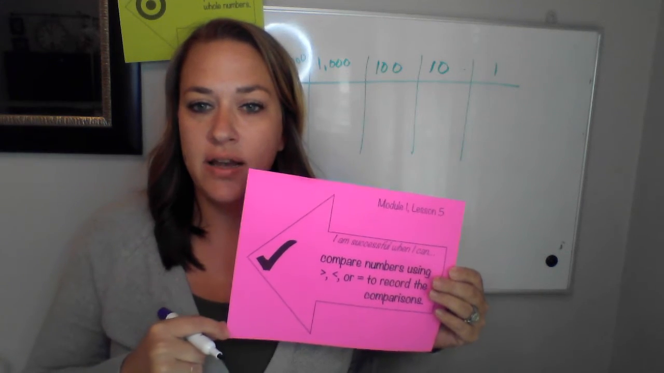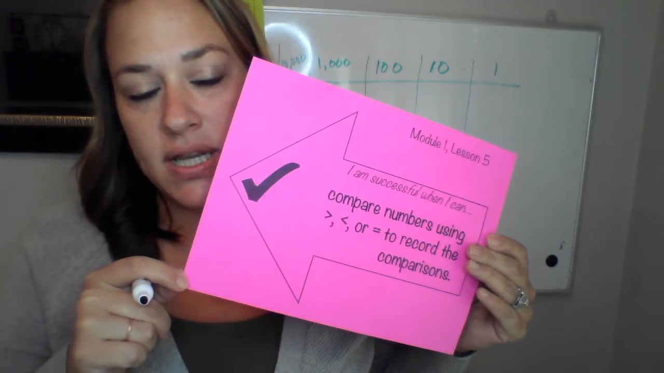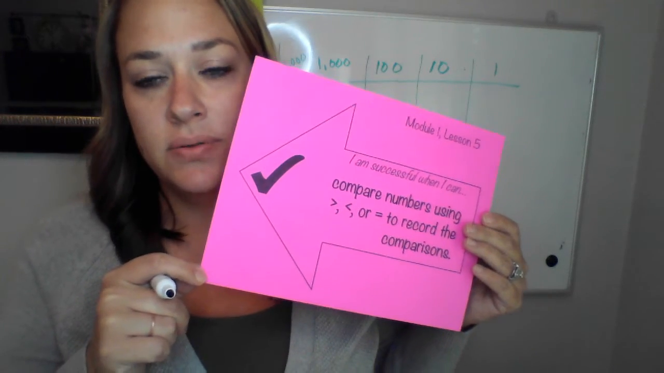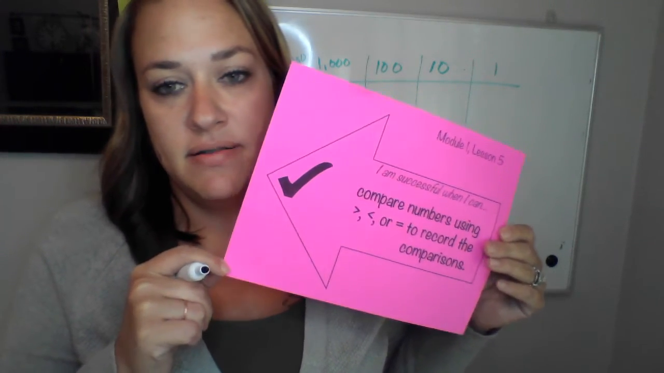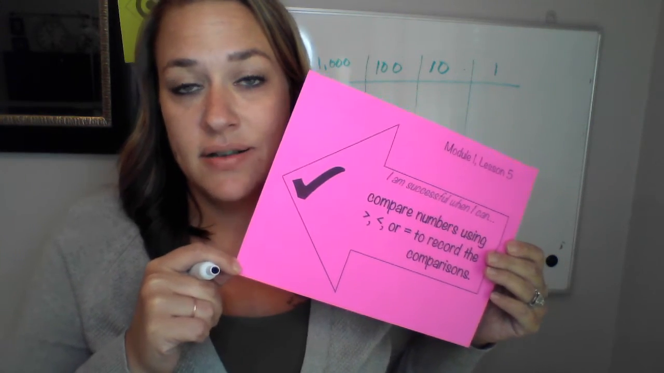We are still in module 1, and we're going to be working on being successful when I can compare numbers using greater than, less than, or equal to, and record those comparisons. And we're still going to use the place value chart to help us compare.